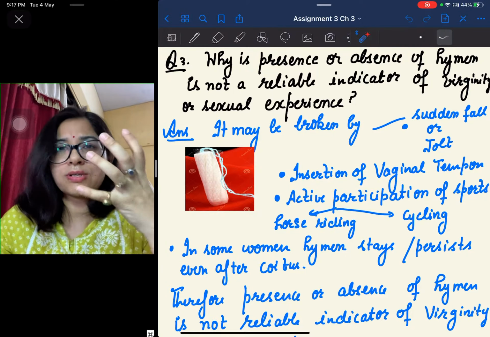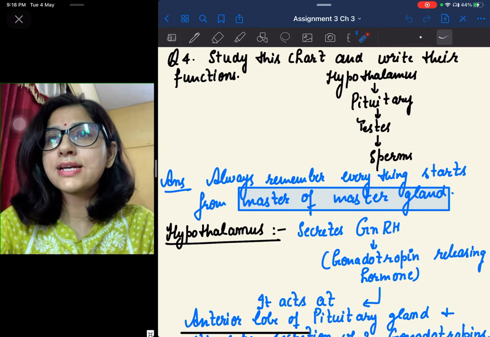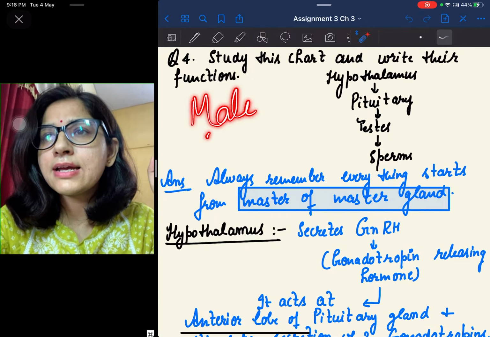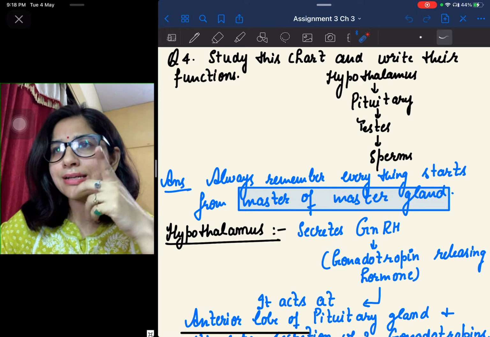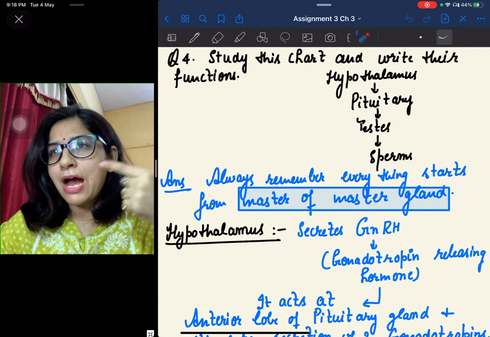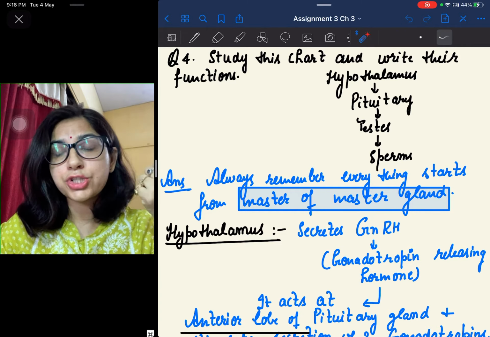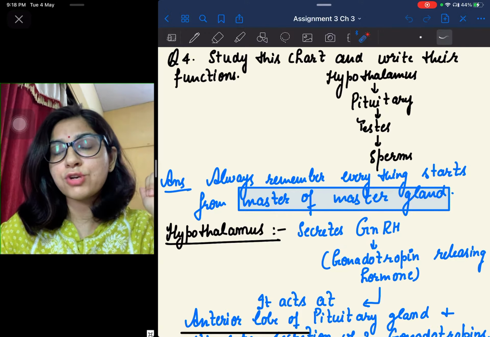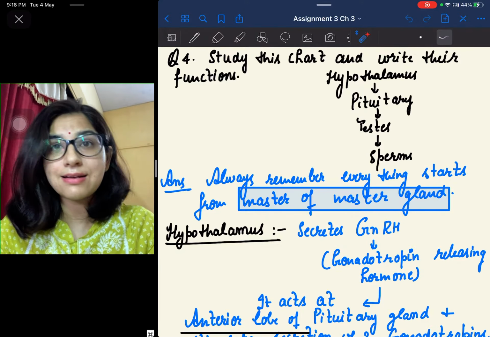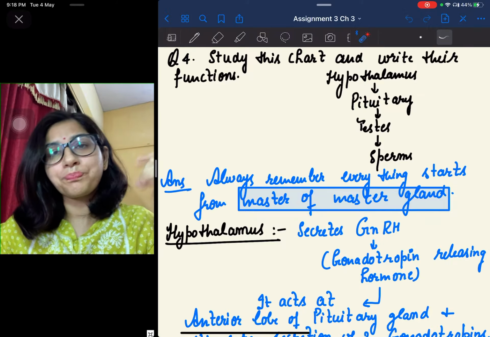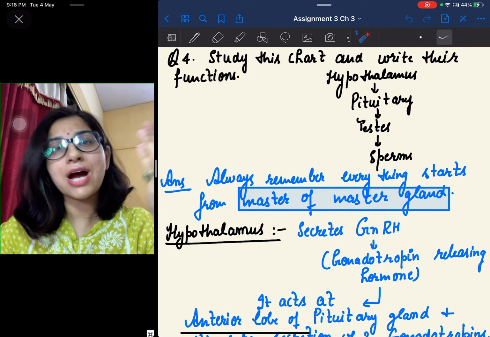Let's move to question number 4, which is very important because it deals with the hormonal part of the reproductive system. Here we are taking the male part. Here it has given a chart: the hypothalamus is giving the signal to the pituitary, the pituitary is then stimulating the testes, and the testes are giving the sperms. Now, the chart is very clear.